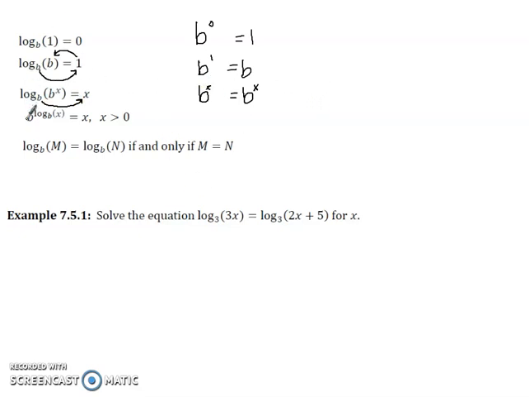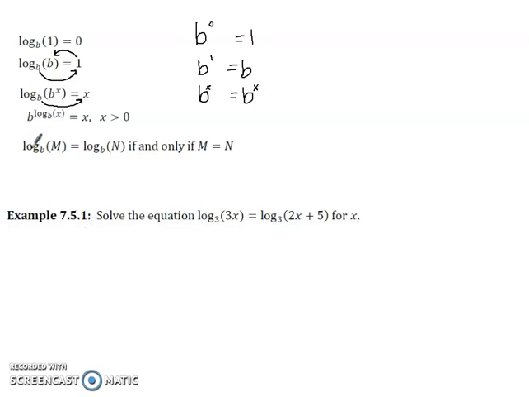And lastly, I have a base of b raised to a log in the exponent of base b of x, and this is going to simplify down to just x. Essentially, b to the power of log base b, you can think of those as inverses, leaving us with just x, so long as x is a positive number.